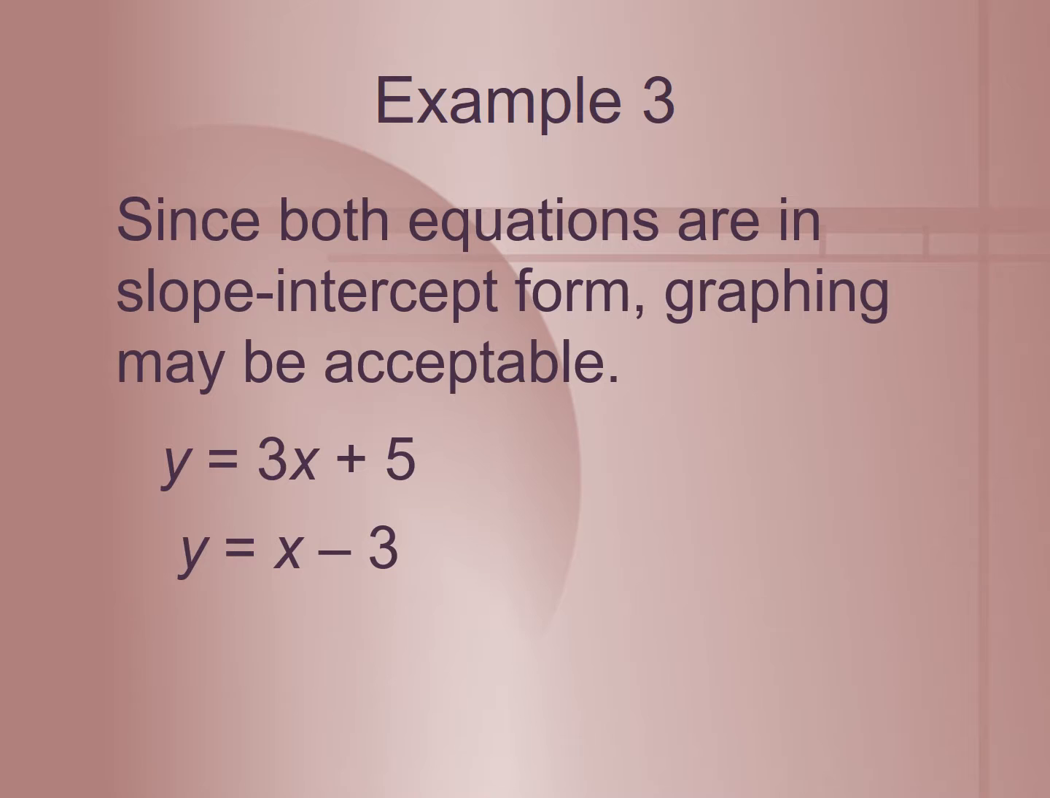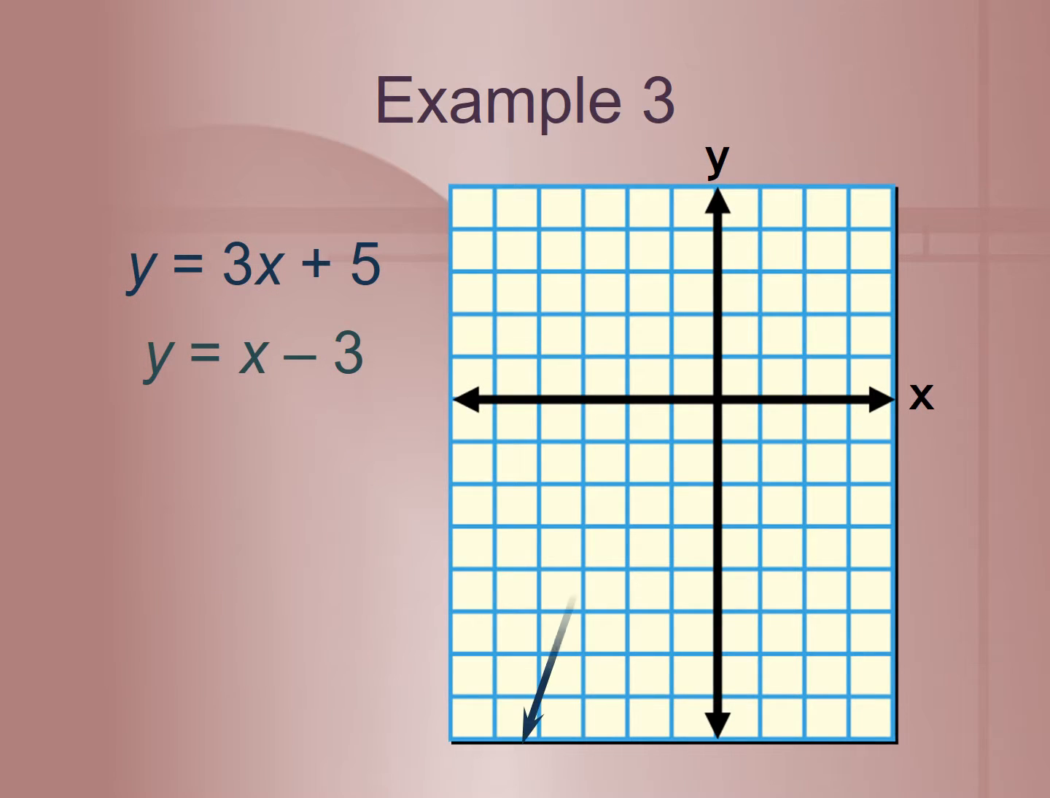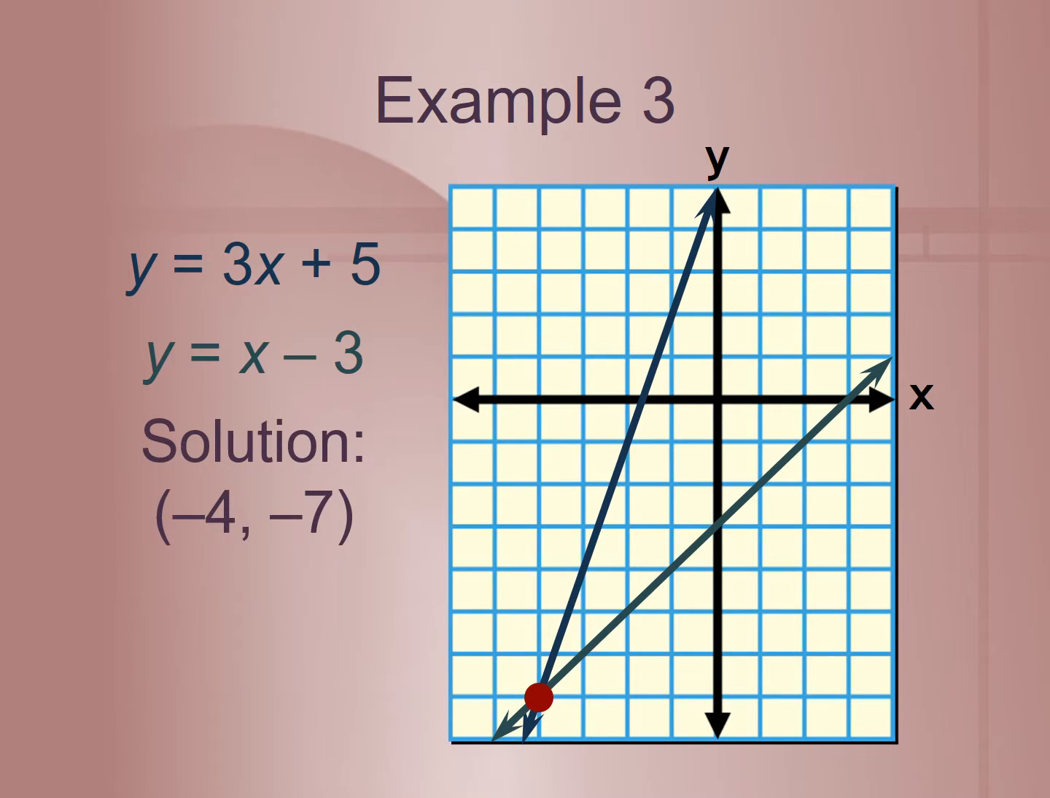In example 3, both equations are already solved for y. Since they're already in slope-intercept form, the easiest method to solve that system of equations would be to graph them. We're going to graph y equals 3x plus 5 and y equals x minus 3. When we graph them, you see that their solution is the point (negative 4, negative 7).